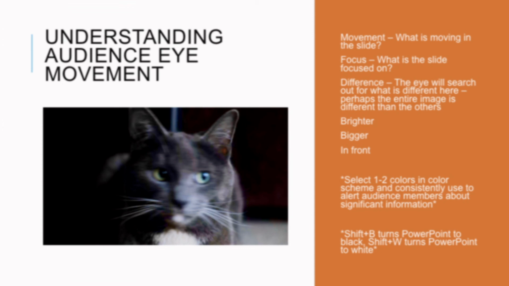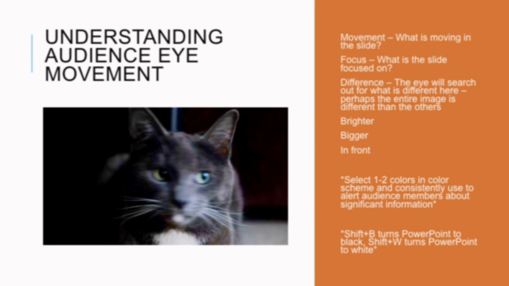Understanding eye movement. Now I have a cat here. The cat is supposed to indicate that the cats that we own are always looking around, right? Their attention spans are always darting around. They're always trying to figure out what's going on. What is moving on the slide? What is the slide focused on? You know, the eye will search out for what is different. Perhaps the entire image is different than the others. Is it brighter? Is it bigger? Is it in front? Is it bolder?